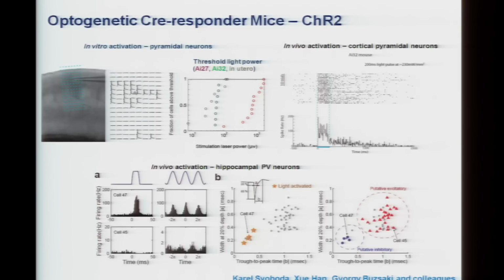We heard from Jax that the Ai9, Ai14 tdTomato reporter line, just over the last 2 years, has become the top 3 most requested mouse line ever in their repository. So, very powerful genetic tools. And we hope to surpass that. We'll someday become number 1.